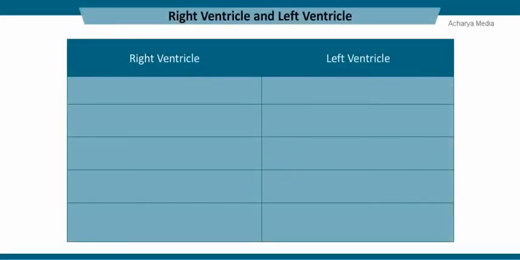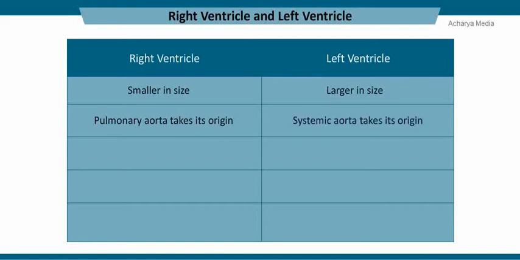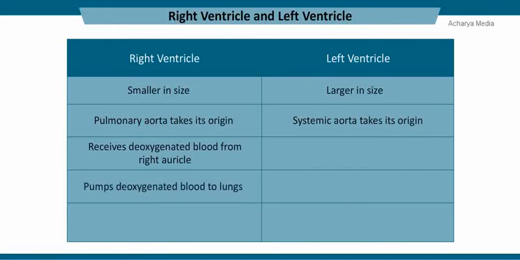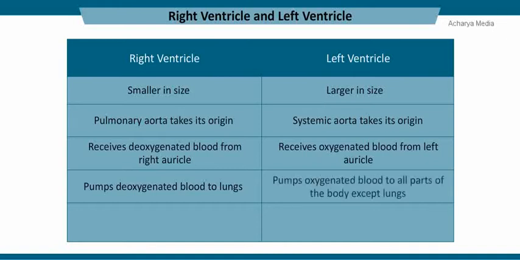Differences between right ventricle and left ventricle. The right ventricle is smaller in size than the left ventricle. The pulmonary aorta takes its origin from the right ventricle. The systemic aorta takes its origin from the left ventricle. The right ventricle receives deoxygenated blood from the right auricle and pumps the blood to lungs through pulmonary artery. The left ventricle receives oxygenated blood from the left auricle and pumps the blood to all parts of the body except lungs through the aorta.